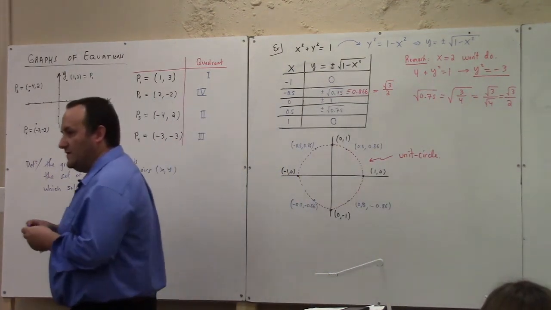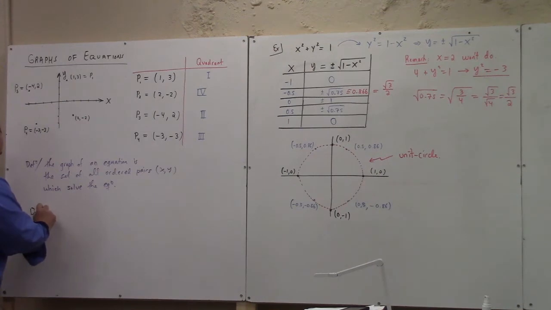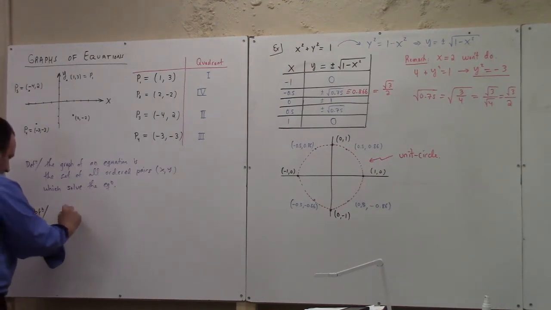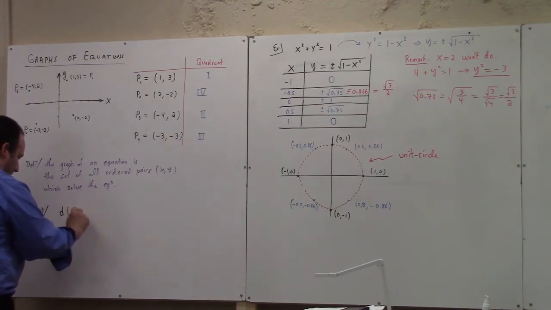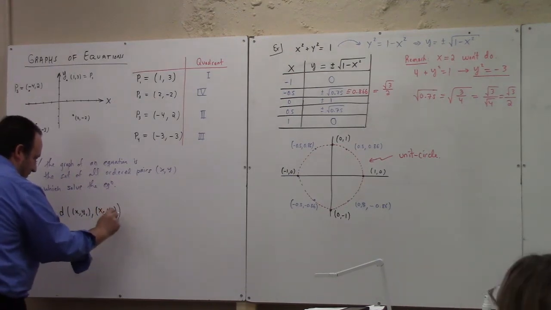There's an easy way to understand this. Do you guys know the distance formula? How do we figure out how far a point is away from the origin? What's the distance of the point from the origin? The distance from, let's say, x1, y1 to x2, y2, if you want the distance formula.